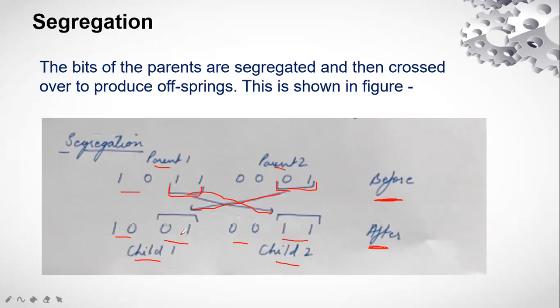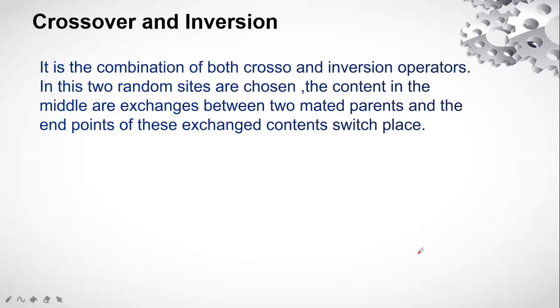A new generation has been created. If we are not swapping these two, the same identical parent 1 will be child 1 and parent 2 will be child 2. So that would have been of no use, right? So this is after applying the segregation. Now, moving further, the last one is the crossover and the inversion.